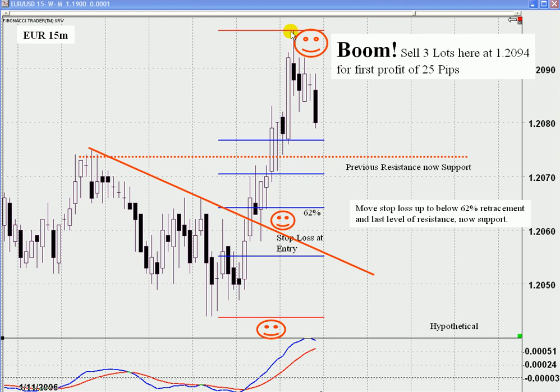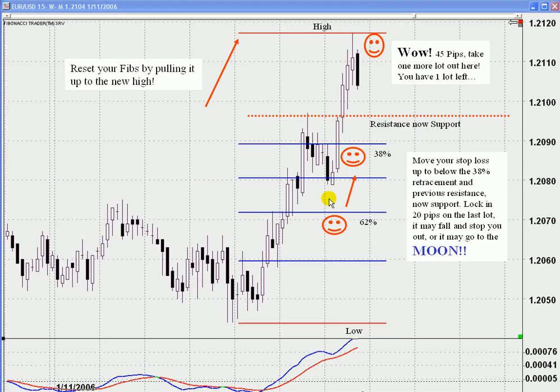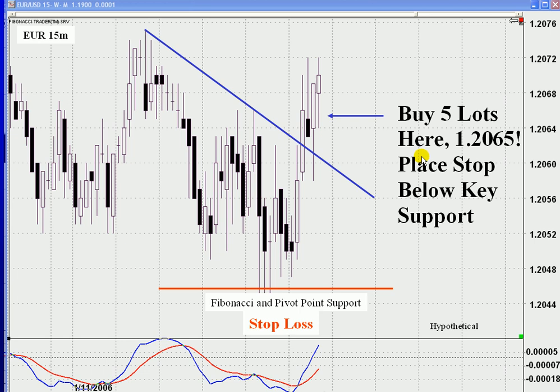It moved up and created a high, and we sold 3 lots at 120.94 for a first profit of 25 pips. Just stepping back here so you know where I get the 25 pips from. We bought here at 120.65 bid, so it would be 68.69 on the ask.